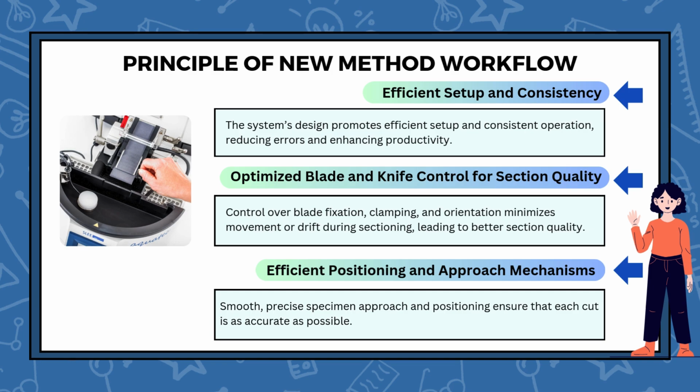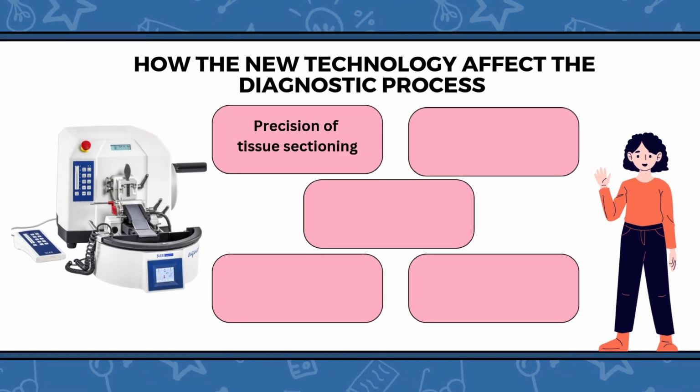Together, these features ensure that the aquatic sectioning transfer system is a highly effective, safe and versatile tool for achieving precise and reproducible results in tissue sectioning. Now, I will explain how the aquatic system affects the diagnostic process. Firstly, precision in tissue sectioning.